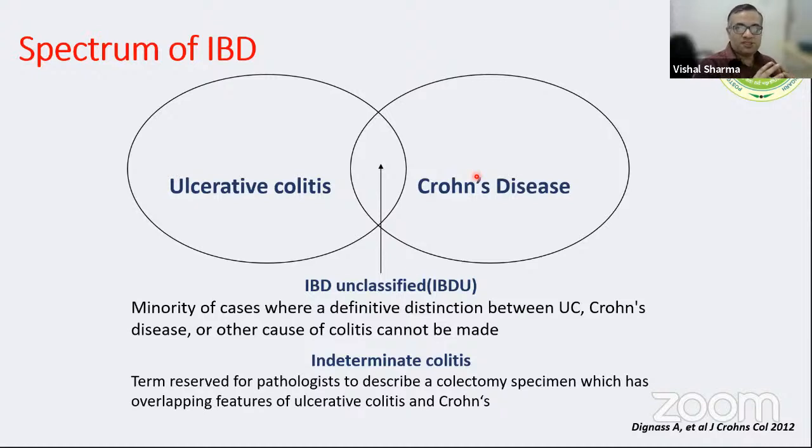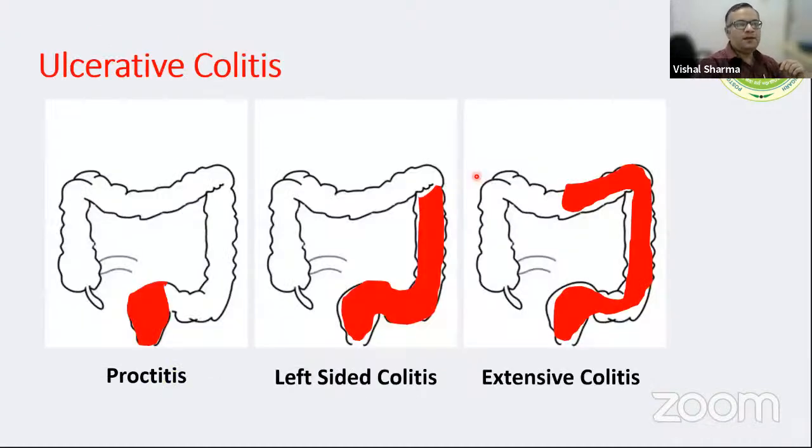But if a pathologist, even after examination of a colectomy specimen, is unable to differentiate or discriminate whether it is ulcerative colitis or Crohn's, that is labeled as indeterminate colitis. I hope I'm very clear on this. Now, let us understand each of these two entities.